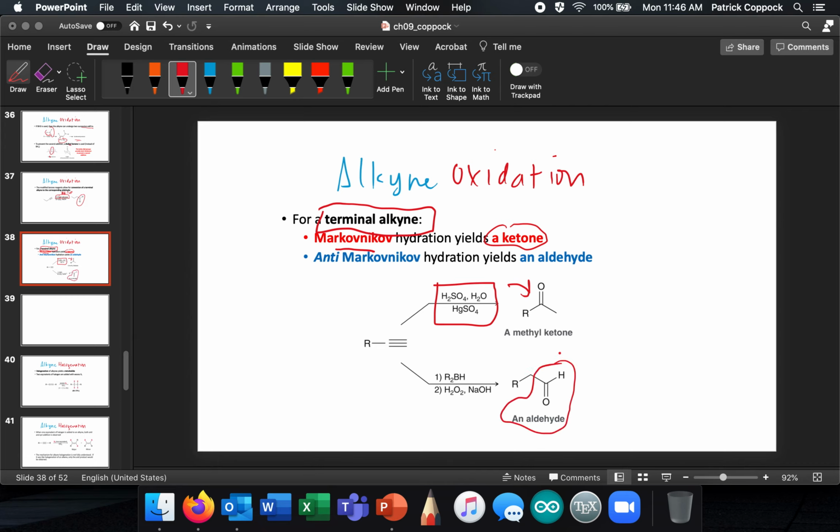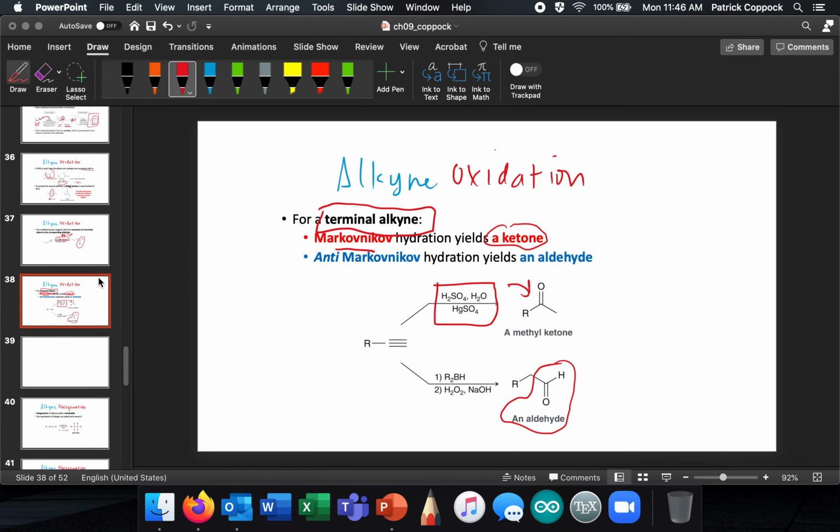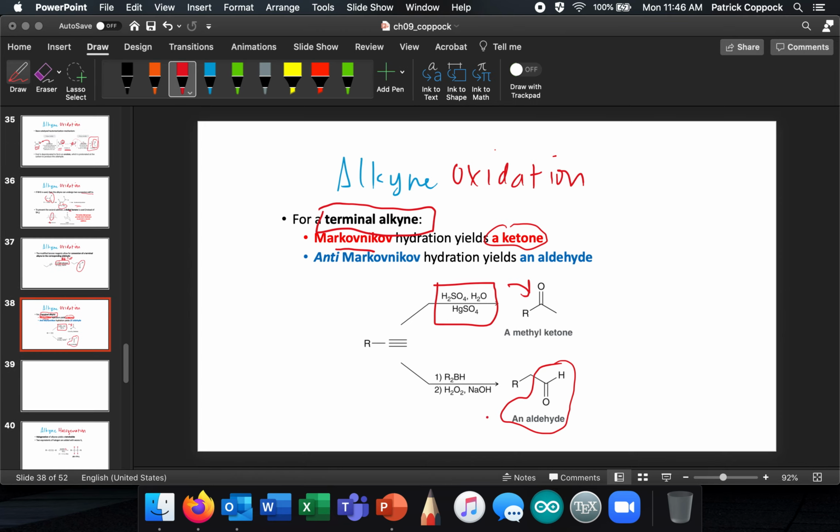All right, so write those mechanisms out, but you also should write out the reactions on 3x5 cards and have those memorized soon. They're super powerful reactions. You can see I can take an alkyne and I can get a ketone, or I can take an alkyne and I can get an aldehyde. All right, good luck.